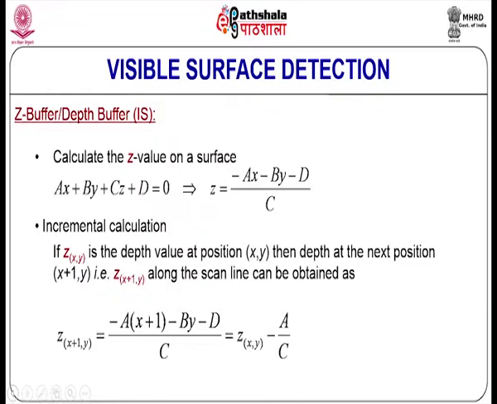for the next x position on the view plane for the same polygonal face, you can easily compute, replace x with x plus 1 comma y. You consider a scan line, replace x with x plus 1 comma y, and wherever there is x, if you replace that with x plus 1, what happens is minus a times x plus 1 minus by minus d by c, and you can expand that inside, and minus Ax minus A minus By minus d by c. So, already minus Ax minus By minus d by c is the previous depth z at x comma y. So, we can conveniently replace that with z at x comma y.